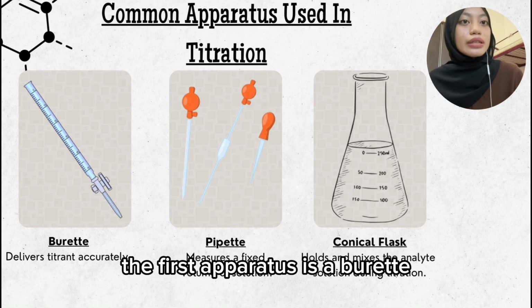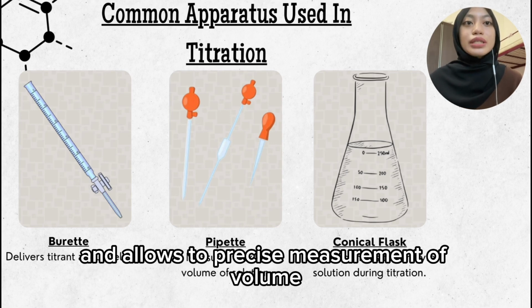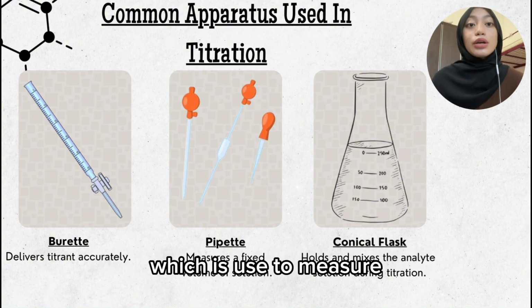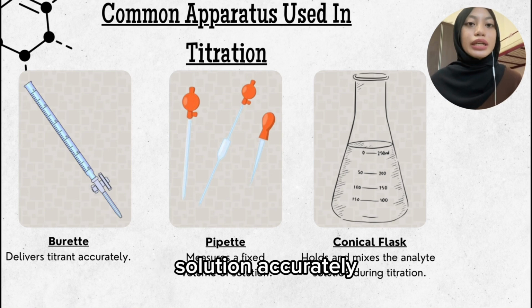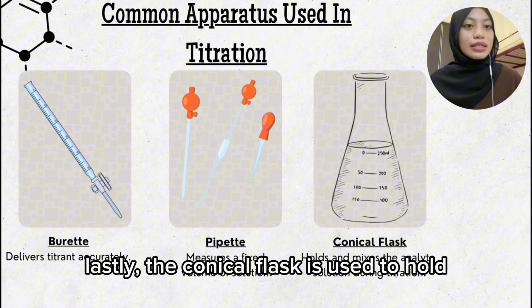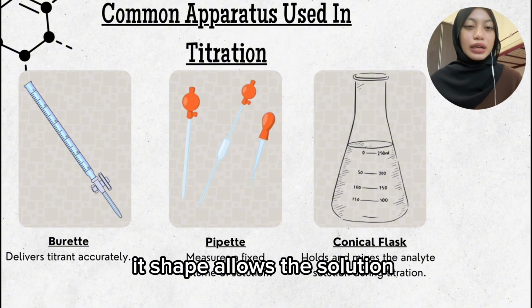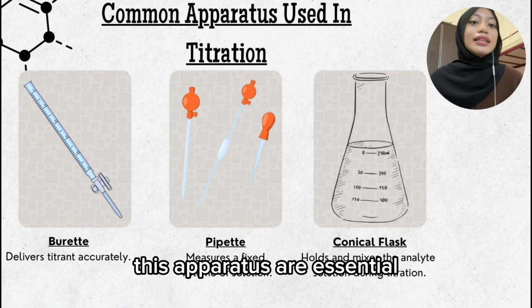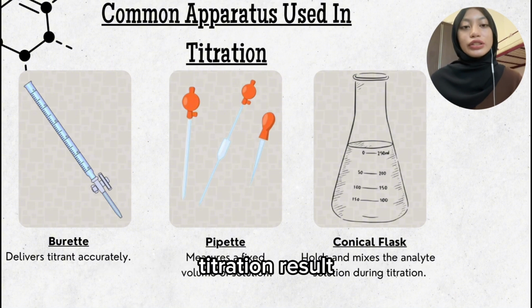The first apparatus is the burette. It is used to accurately deliver the titrant and allows precise measurement of volume added during the titration process. The second apparatus is the pipette, which is used to measure and transfer a fixed volume of a solution accurately. Lastly, the conical flask is used to hold and mix the analyte solution throughout the titration. Its shape allows the solution to be swirled easily without spilling. These apparatus are essential for obtaining accurate and reliable titration results.